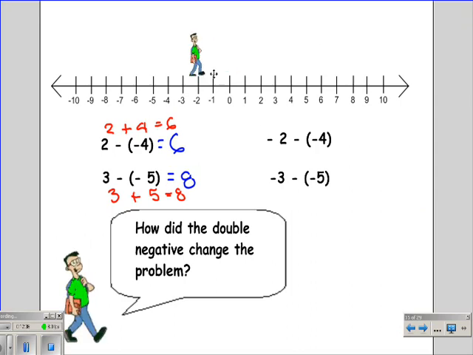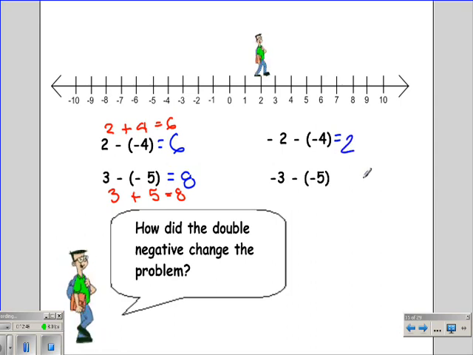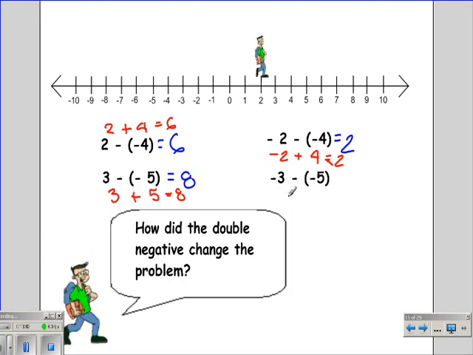I'm going to start at negative 2. Left, right, 4. 1, 2, 3, 4. Becomes a positive 2. So let's see if that pattern held true. Negative 2 plus 4. Is that equal to 2? Negative 2 to the right 4. Sure enough, it is 2. So I wonder if I even need to do this problem.